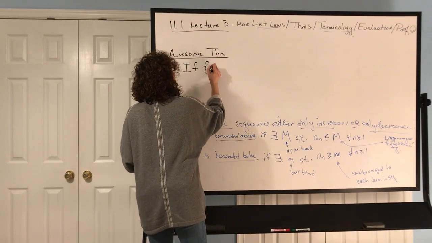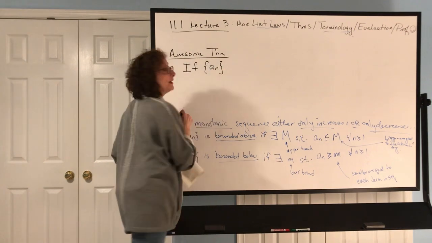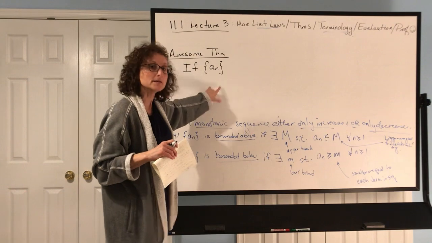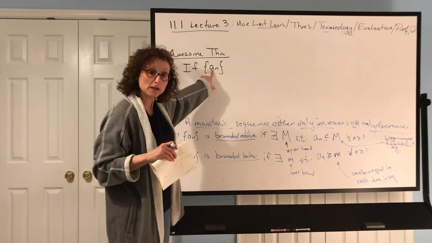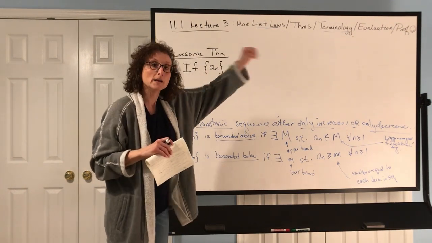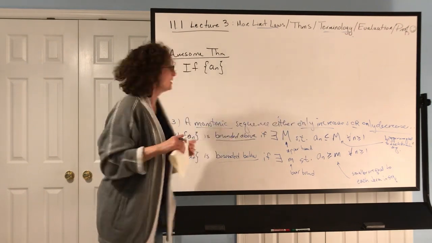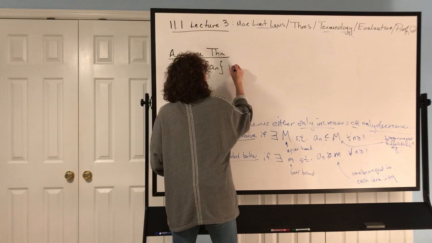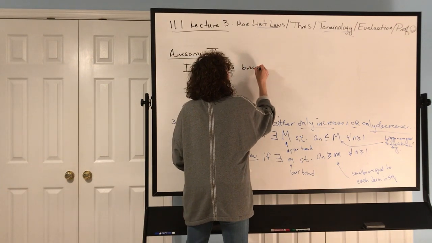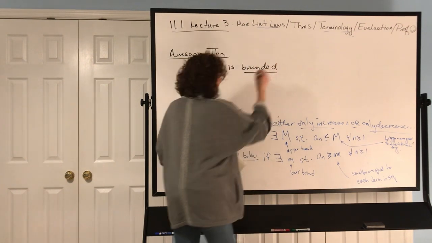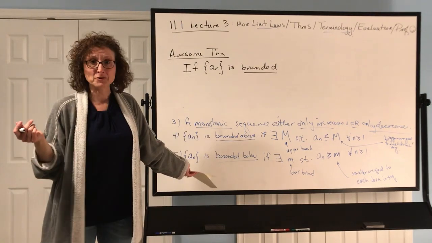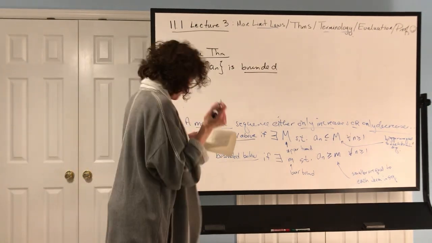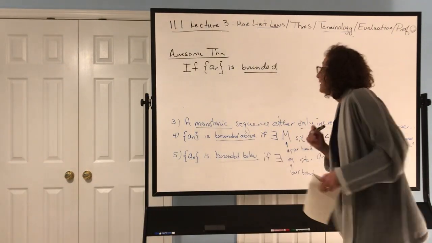If a sequence, right? So when you see these curly braces, you think sequence. It's a set of infinitely many numbers, ordered, right? A1, A2, A3, and so on. If a sequence is bounded, so that means either bounded above or bounded below. We don't care, okay?